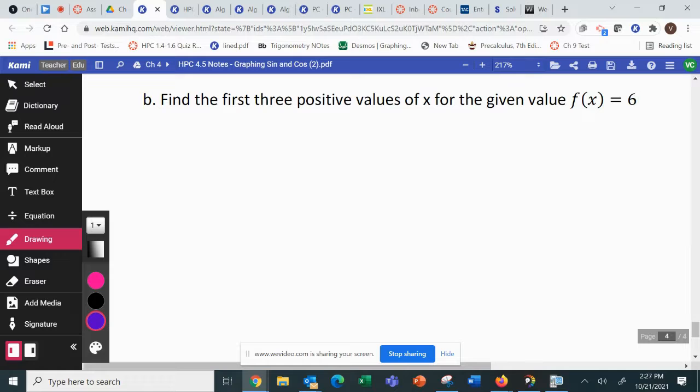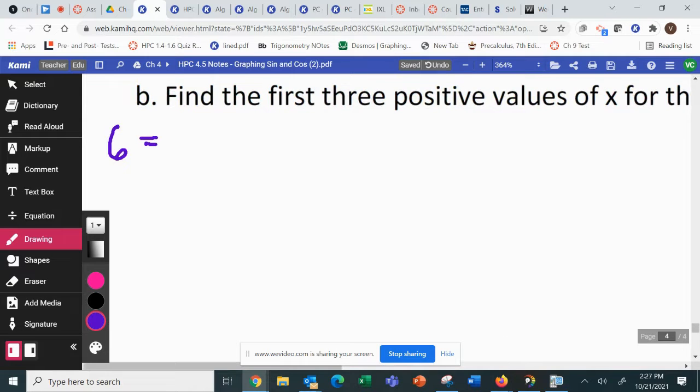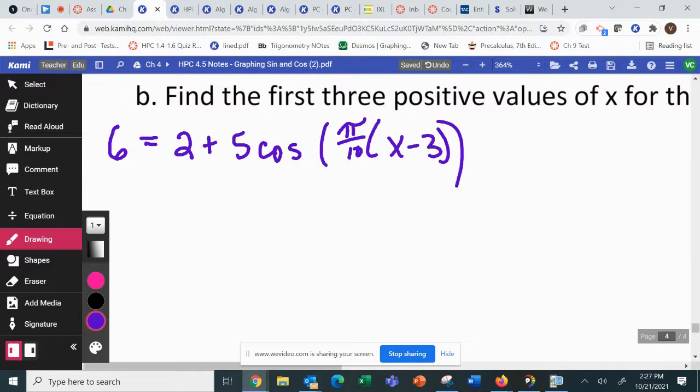All right. So first thing I'm going to do is just say 6 equals. I'm going to replace the f of x with 6. And I'm sorry, I'm looking on a paper because I don't want to keep moving up and down because I don't remember the equation. So 6 equals 2 plus 5 cosine, and then pi over 10 x minus 3. Is that it? Yeah. So I just set them equal to each other.